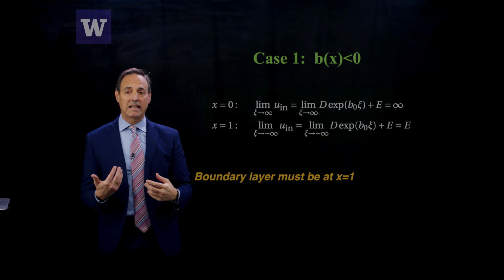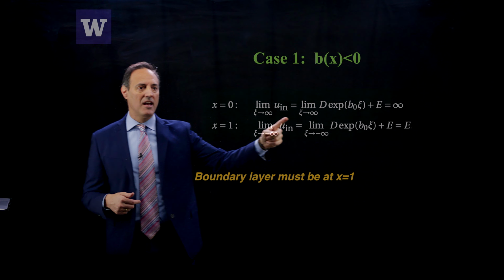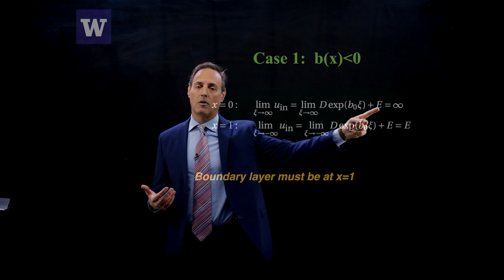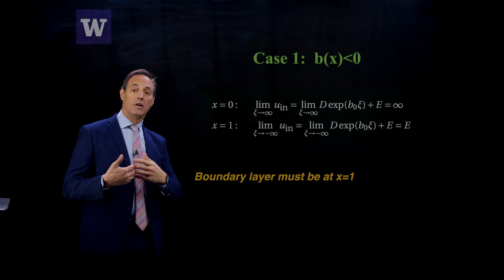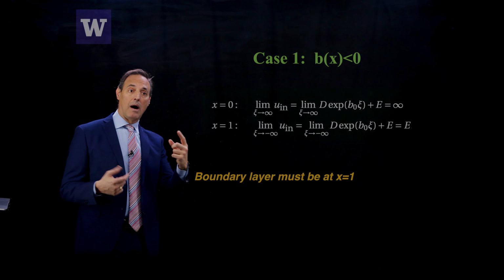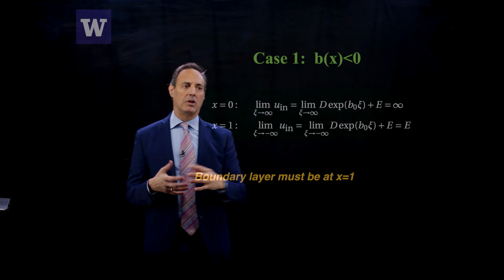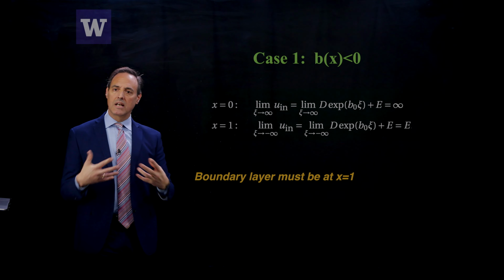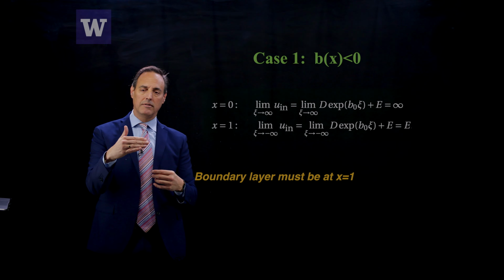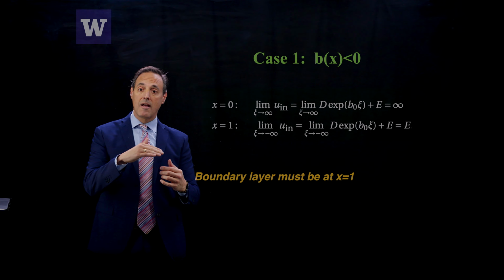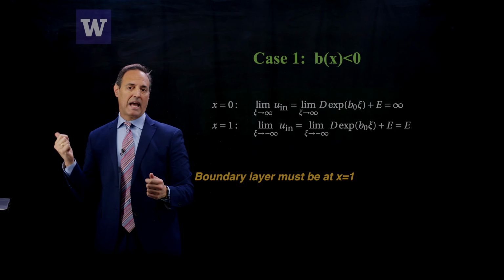If b of x is negative, the opposite happens. At x equals 0, if b is negative, then if I had a boundary layer at x equals 0, my solution blows up when I compute what the inner solution is doing near that boundary. When I try to do the matching, this thing blows up. However, at x equals 1, if I now do this expansion, I get something well behaved. So this is very nice because what it's telling me is just by knowing the sign of b of x, whether it's positive or negative: if b of x is positive, my boundary layer is at x equals 0. b of x is negative, my boundary layer is at x equals 1.